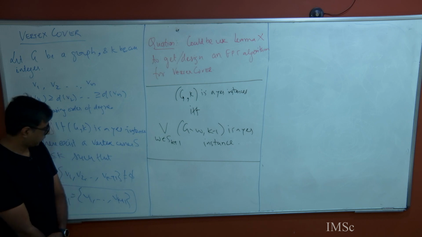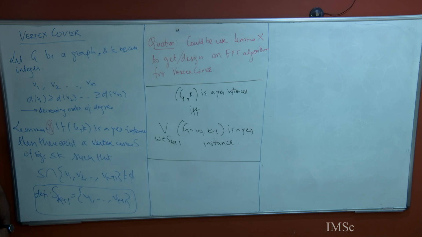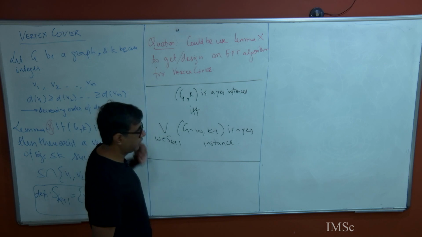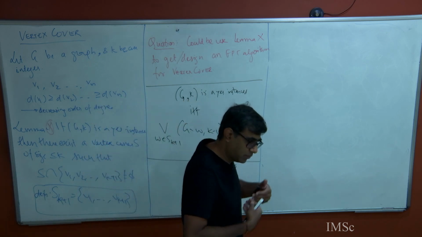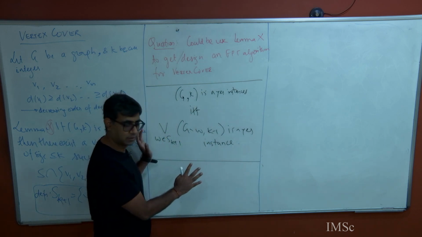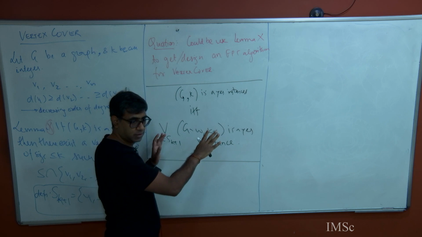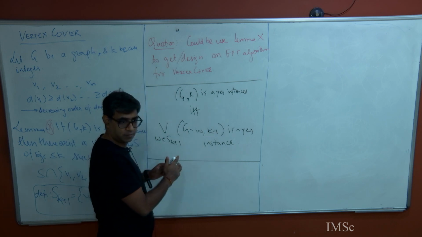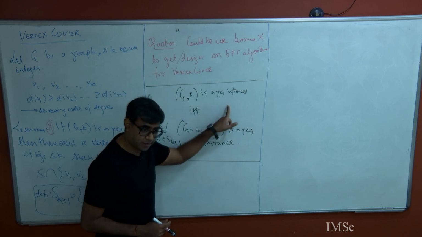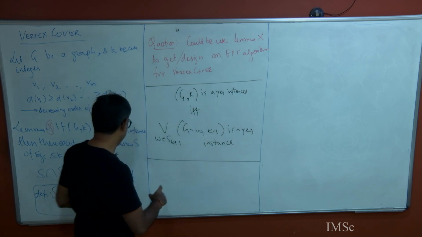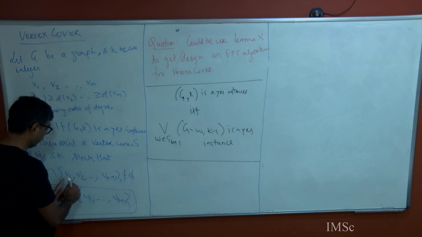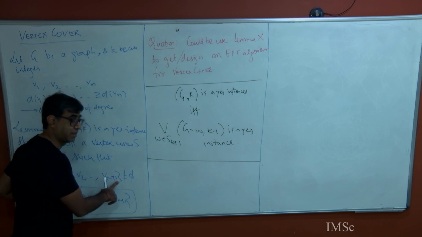What does this rephrasing of the lemma tell us? What algorithm does it tell us to write down? Basically I have written an algorithm. I can actually code this. It is a recursive algorithm. It says this is a yes instance if and only if, now that we have proved this lemma, we know that one of them must lead to a solution if there is a solution.